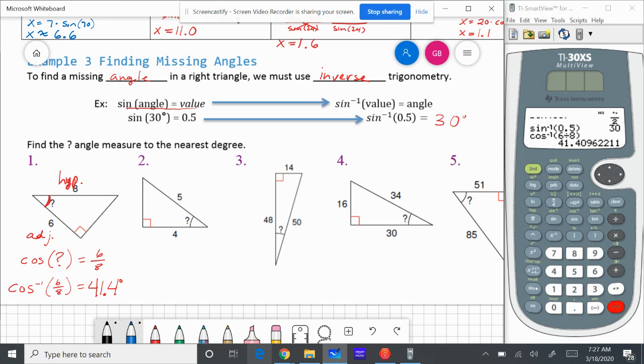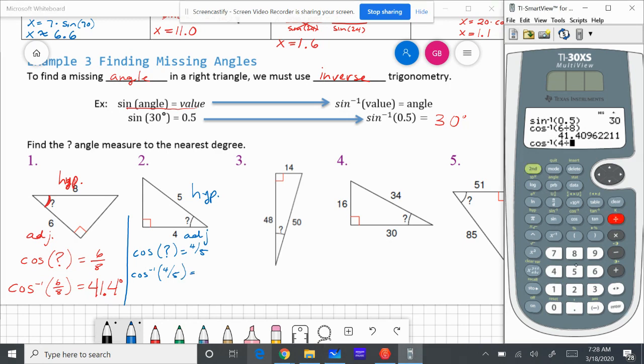Okay. Number 2. 5 is the hypotenuse. 4 is adjacent to the angle. So once again, we're going to use cosine. So the cosine of the angle is 4 over 5. So the cosine inverse of 4 over 5 is going to give us the angle. Approximately 36.9 degrees.